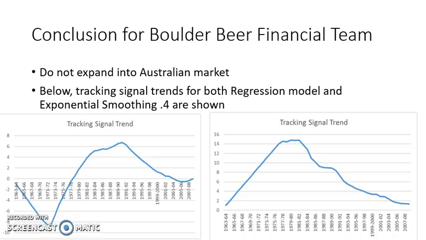So our conclusion for the Boulder Beer financial team is that based on what you see above, the tracking signal trends as well as the initial forecasting graphs for both of our successful techniques show a declining trend. Even though the regression chart shows a possible slight increase, I still believe the overall significant decline is concerning. For this reason, since beer seems to be losing its popularity in Australia, I recommend that we choose not to invest in expanding into the Australian market and begin analyzing other countries for possible expansions.